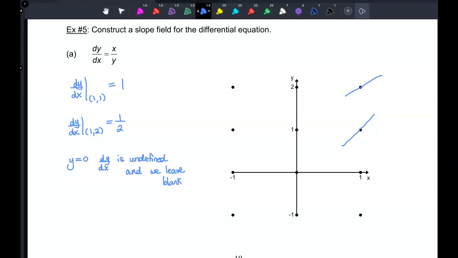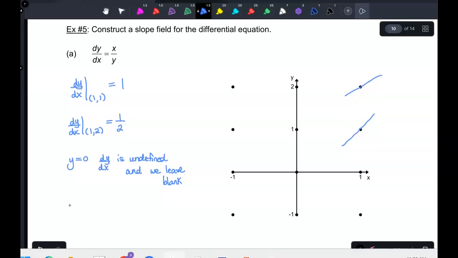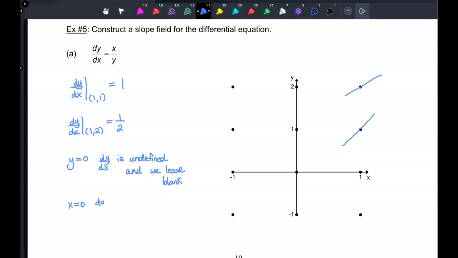Okay, we do not put vertical lines here, here, and here. So at these three ordered pairs, I'm just not going to draw anything. Why? But it's 0. Oh, wait, no, because the y is in the denominator. Now, when the x is 0, so when x equals 0, dy/dx is equal to 0.